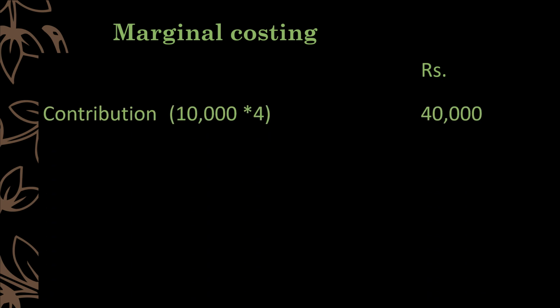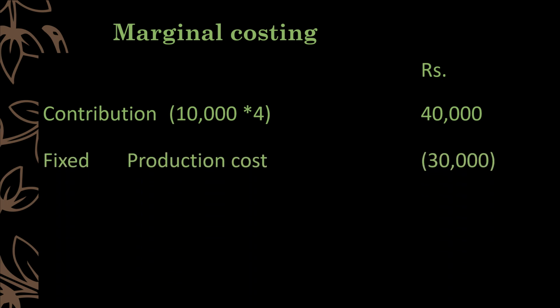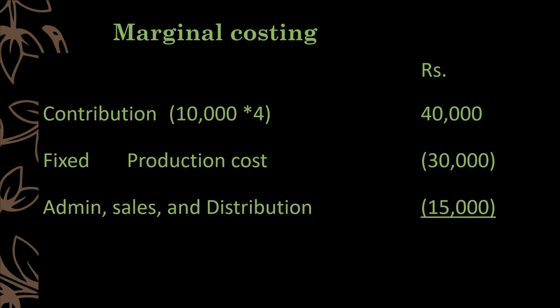In this one, we are focusing on the contribution first. So the contribution is the selling price minus the variable cost, that is 10 minus 6. So the contribution per unit of 4 rupees should be multiplied with the 10,000 units of sales. Then the contribution we'll get is the 40,000. From that one, we have to deduct all the fixed production costs of 30,000 as well as admin, sales and distribution cost of 15,000. So ultimately, we are getting the net profit as 5,000, which is negative.